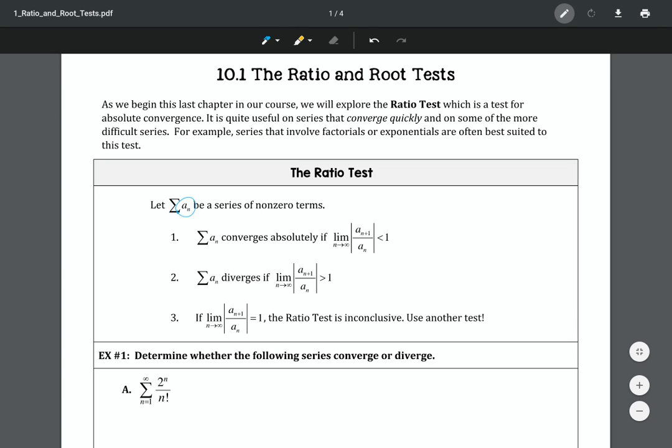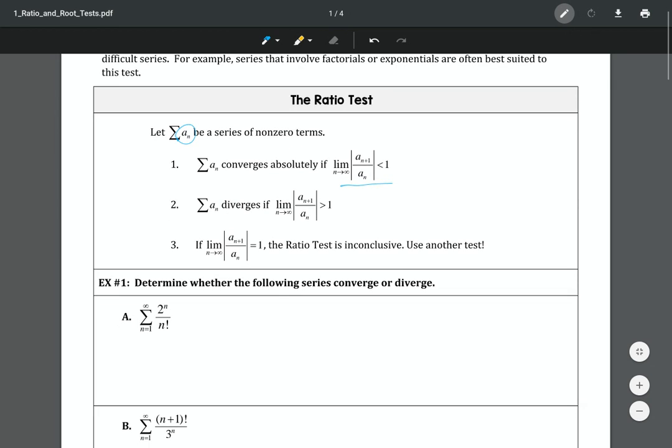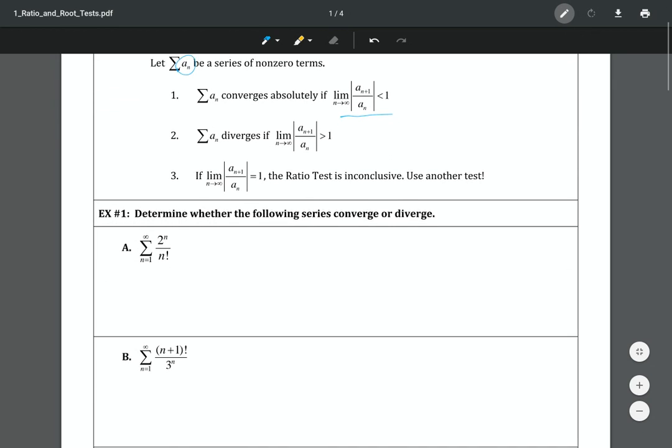So now let's talk about the ratio and root test. As you can see, the ratio test has the following. If the sum of a of n is a series of non-zero terms, the sum will converge absolutely if the limit as n goes to infinity of the absolute value of a of n plus 1 over a of n is less than 1. And if that diverges, if that's going to be greater than 1, and if it's equal to 1, then the ratio test is inconclusive, right? So we get to use another test.